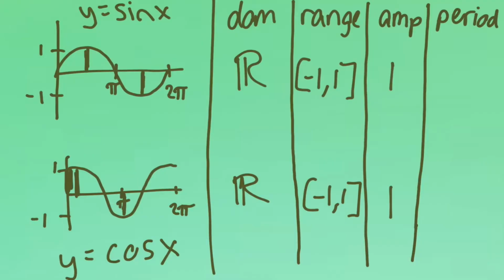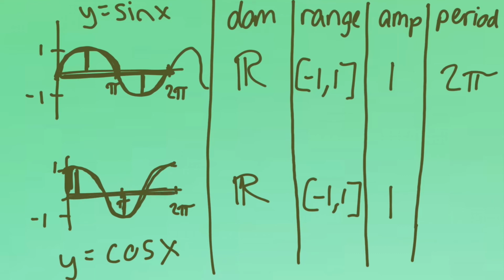And then the period is the length of one cycle, so the length of the graph until it starts repeating itself again. If we're starting at 0, it doesn't stop here, because it goes up and then it goes down, and then it's going to start repeating again, up and then down. So that length is 2 pi. For cosine, if we started at 0, it goes down and then it comes back up and then it starts over. So that period is also 2 pi. And that's it for sine and cosine.